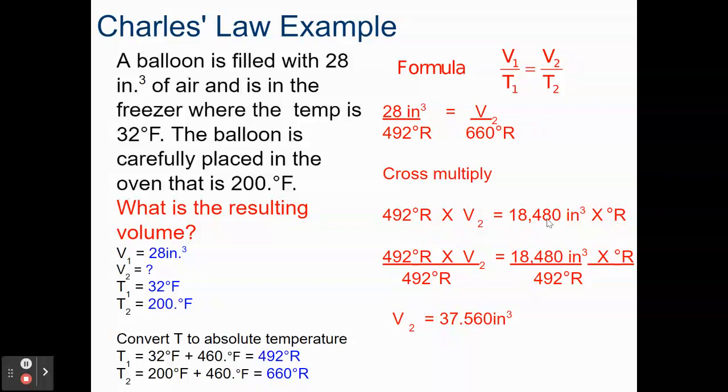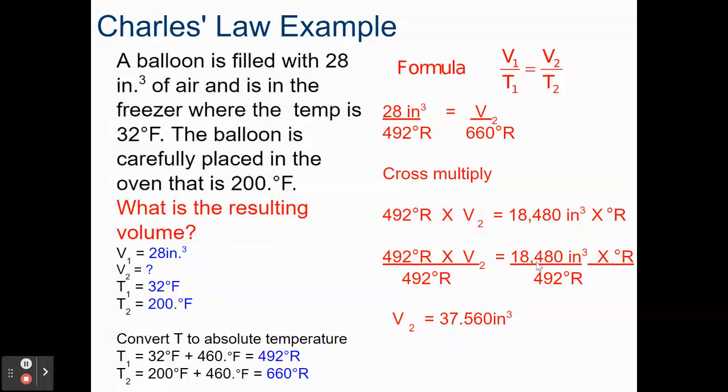18,480. And I keep my units. It's important that we keep our units. 18,480 cubic inches times degree Rankine. And we are trying to isolate V2. The way we isolate V2 in this particular situation, it's being multiplied by 492. So we divide by 492. Divide each side by 492. 492 degrees Rankine completely cancels with this side. That's why we're left with V2.